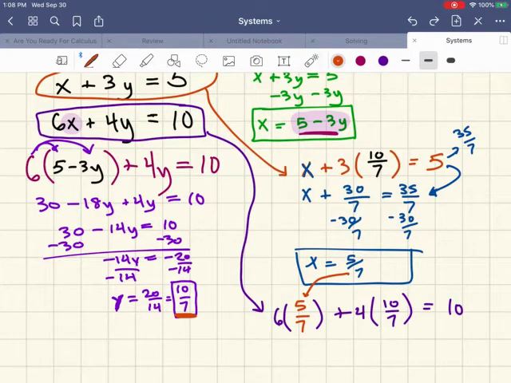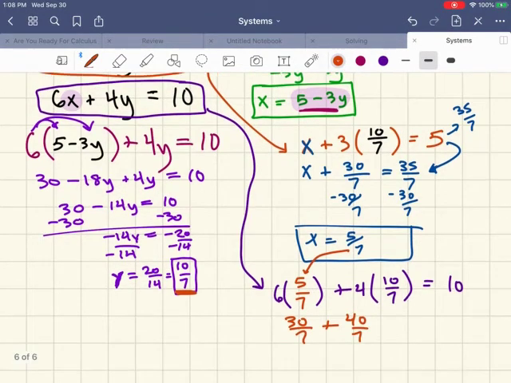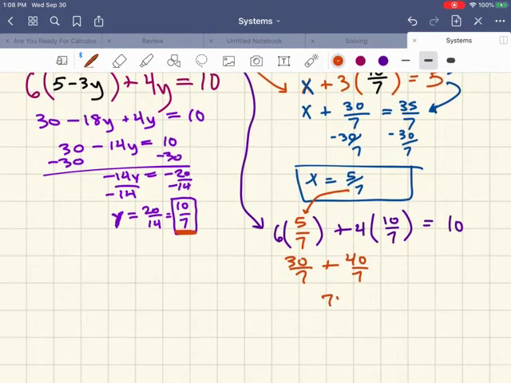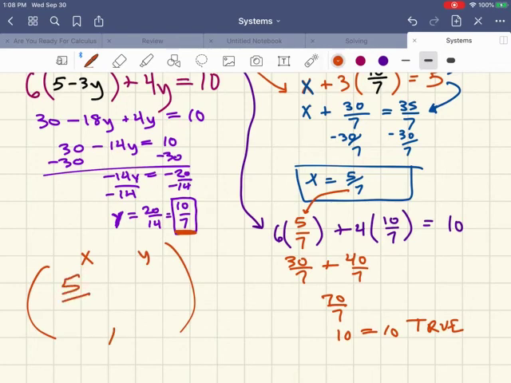And I'm going to do some multiplication. So that's 30/7 plus 40/7, and hopefully this works out really nicely. 70/7, which is 10, equals 10. That is true, and I know that my answer is x, comma y. So the x value was 5/7, and the y value was 10/7.